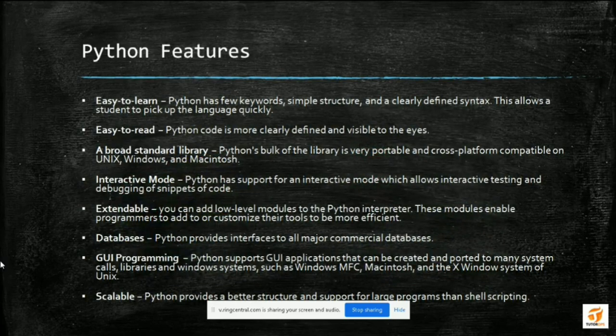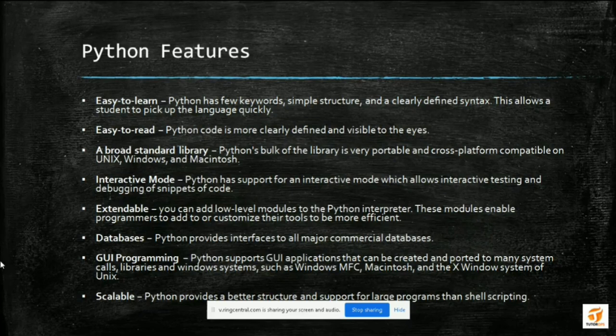Python features. Easy to learn. Python has very few keywords, simple structure, and a clearly defined syntax. This allows a student to pick up the language quickly. Easy to read. Python code is more clearly defined and visible to the eyes. A broad standard library. Python's bulk of the library is very portable and cross-platform compatible on Unix, Windows, and Macintosh.